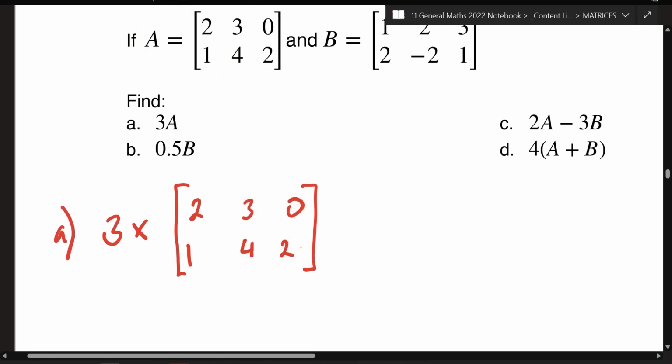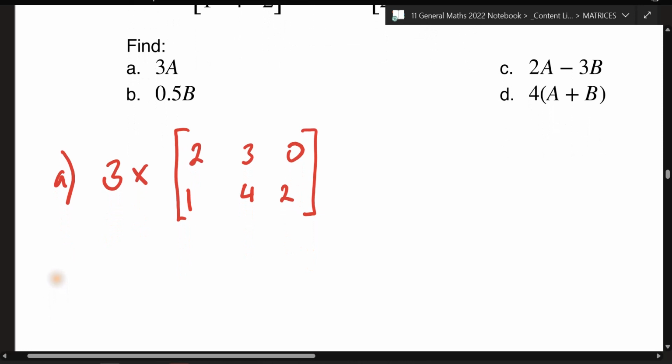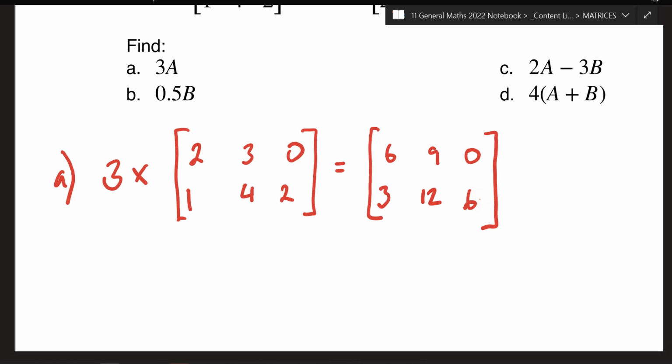You're going to need to show some working out for this at least, and this will suffice. If you just show this and then show me the answer, I will be happy with that. The answer is everything in that matrix times 3. So 3 times 2 is 6. 3 3s are 9. 3, 0. 3 1s are 3. 4 3s are 12. 3 2s are 6. There's your answer. Nice and easy. If you just do that for me, I would be happy with that.